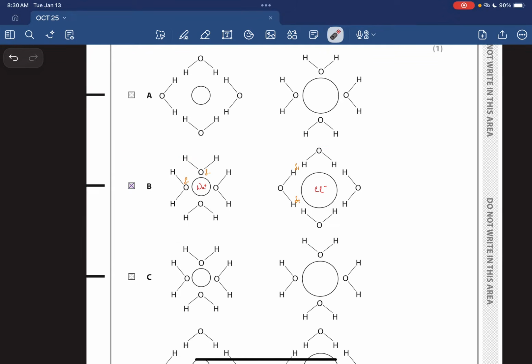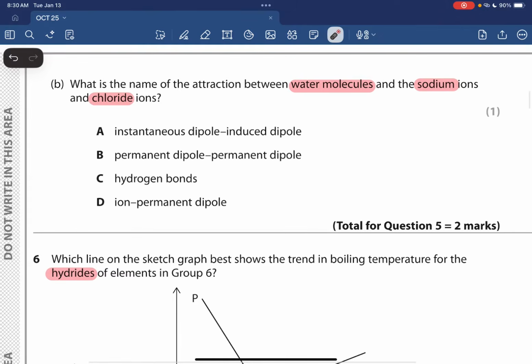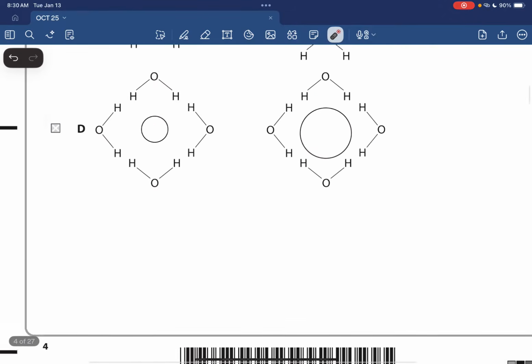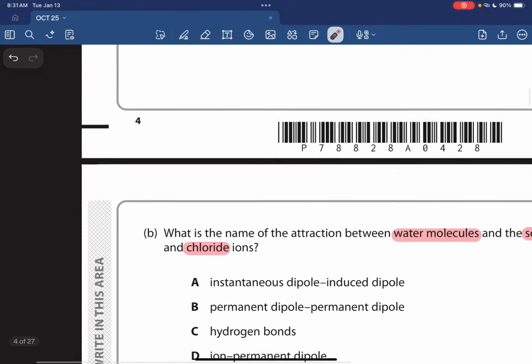So moving on to the next question. What is the name of the attraction between water molecules and sodium ions and chloride ions? So what is the name of this attraction? So what I could see over here is that this is a permanent dipole, delta minus, delta plus, okay. These are permanent dipoles and water is a polar molecule. On the other hand, this is an ion, right, a cation and an anion. So this is going to be an ion-permanent dipole interaction.